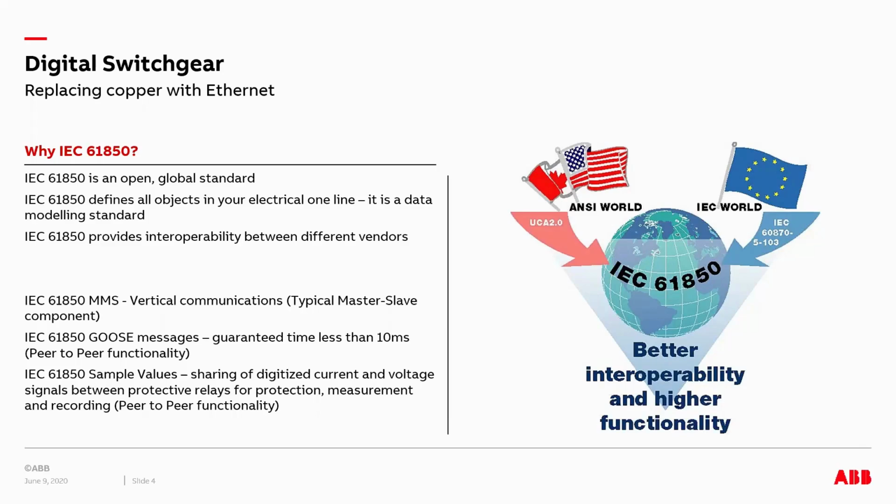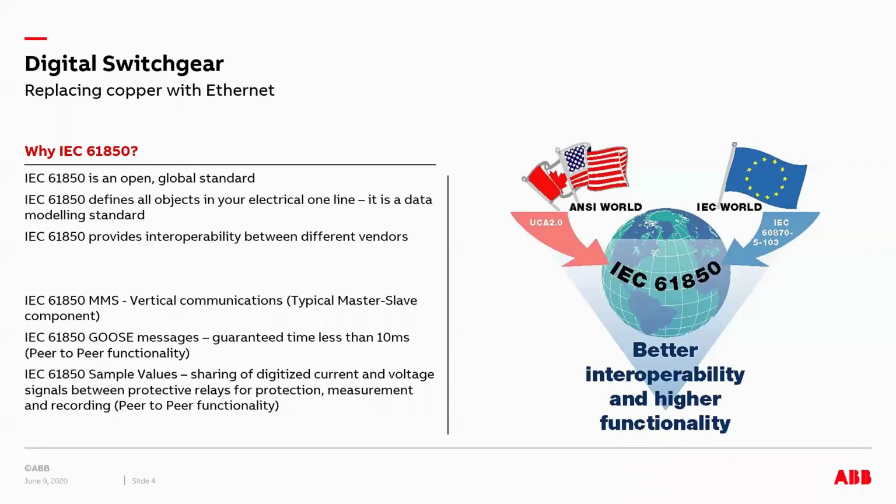Goose messaging in IEC 61850 is a peer-to-peer functionality where different devices can talk to each other. Multiple devices can talk to each other. And this goose message is fast. As per the standard, for the distribution, protection and control application, the goose message guaranteed time is less than 10 milliseconds.